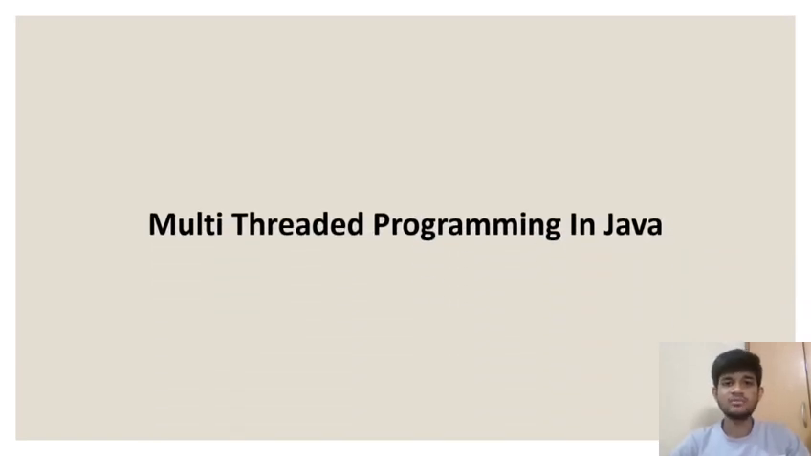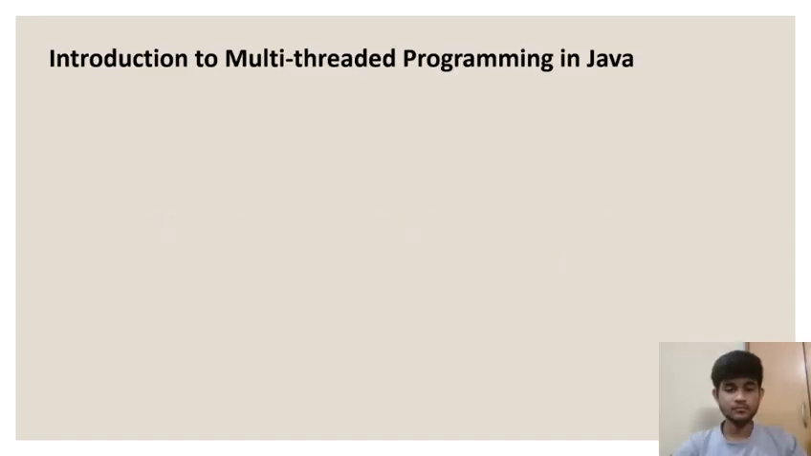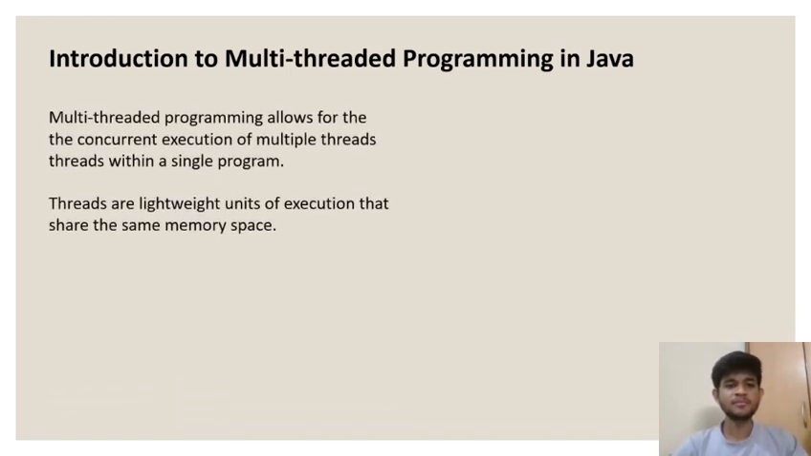Before going into the topic, first we should know what a thread is. A thread is a simple unit of CPU utilization which contains a thread ID, program counter, a stack, and a set of registers. Let's see the introduction to multi-threaded programming in Java.